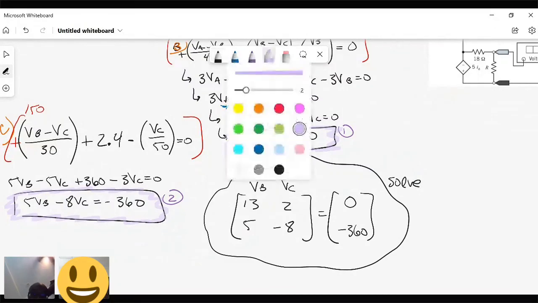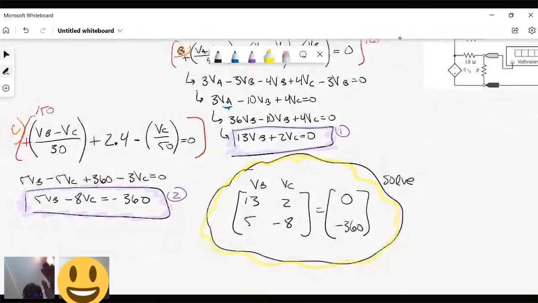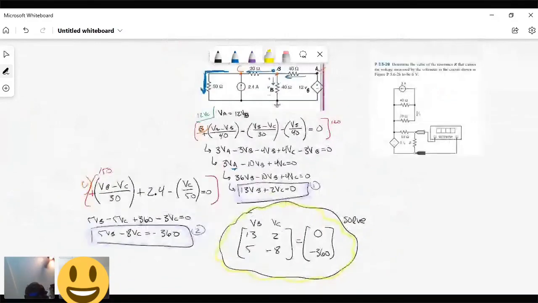This is a standard system of equations. And so here's my question. Was that any different because it had a dependent source in it? No.